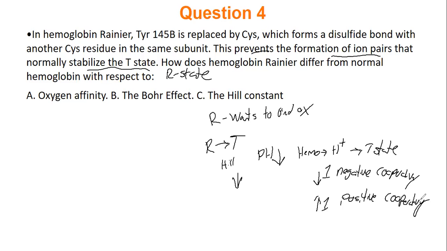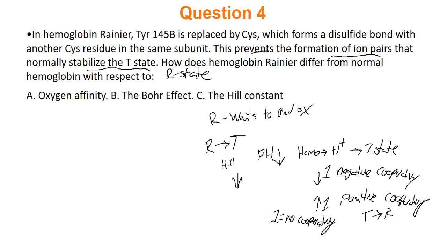That means if I bind oxygen in one site, my other sites want to bind oxygen. That happens when there's a T to R transition, but we're always in the R state, right? So it won't ever transition. So it's not over 1. It's not less than 1. It is 1. 1 means no cooperativity.